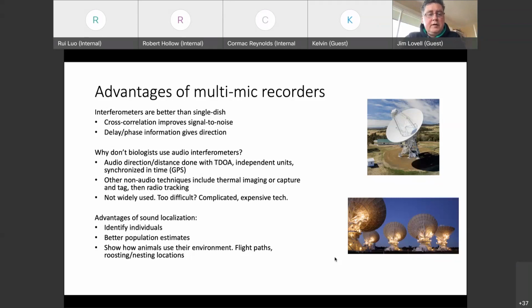So why would you want to do it anyway? The advantages of localizing where the sound is coming from means you can identify individuals, which gives you much better population estimates, and you can see how the animal's using its environment, flight paths or movement paths, where it's living, nesting, things like that. You can do a lot more and really build up a picture of behaviour, as well as identify the creature in question.